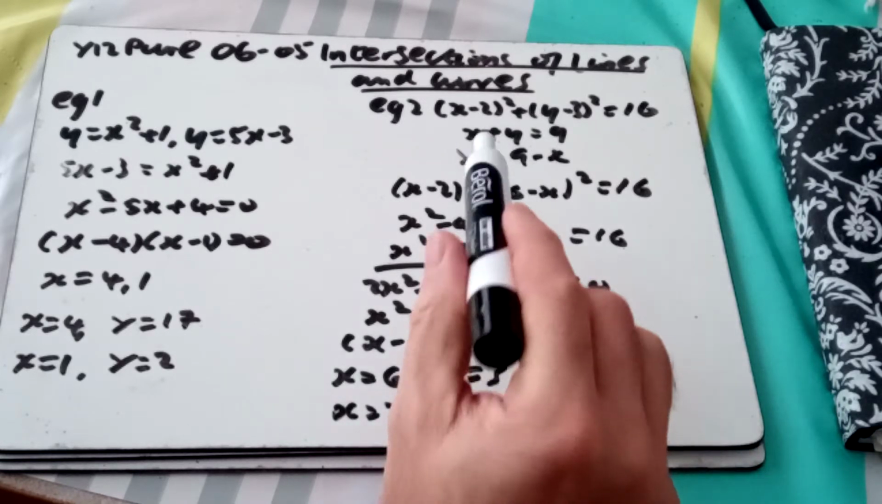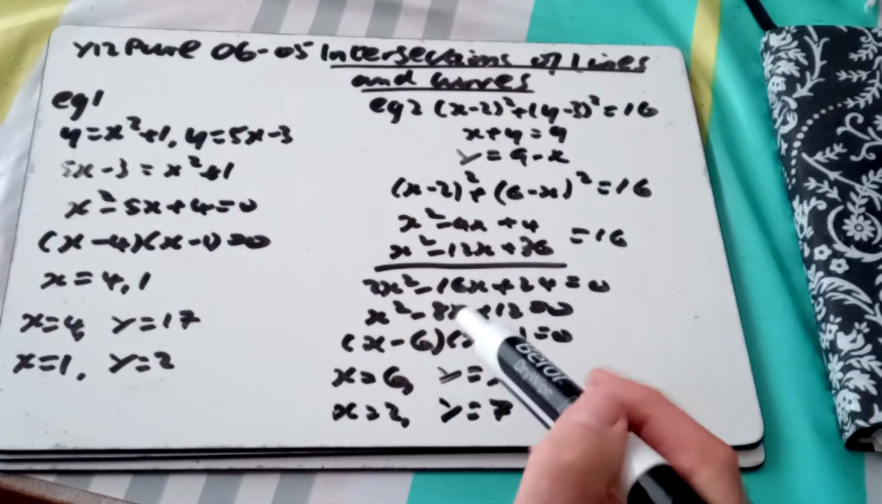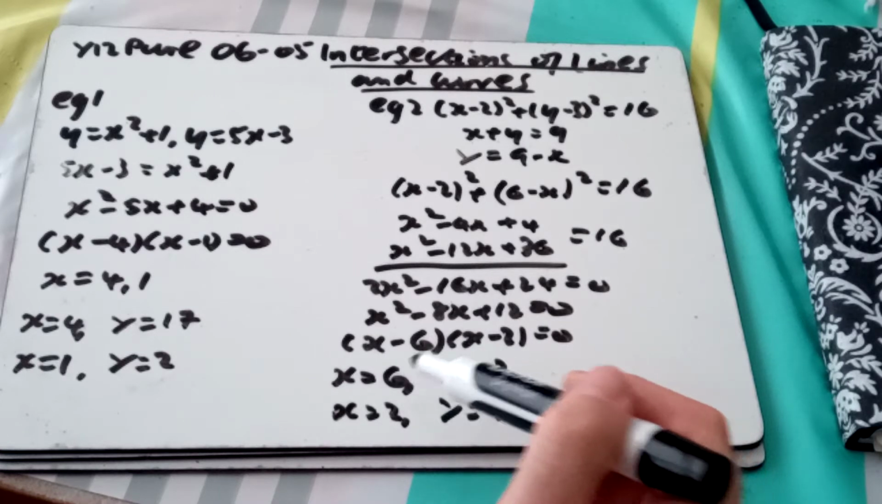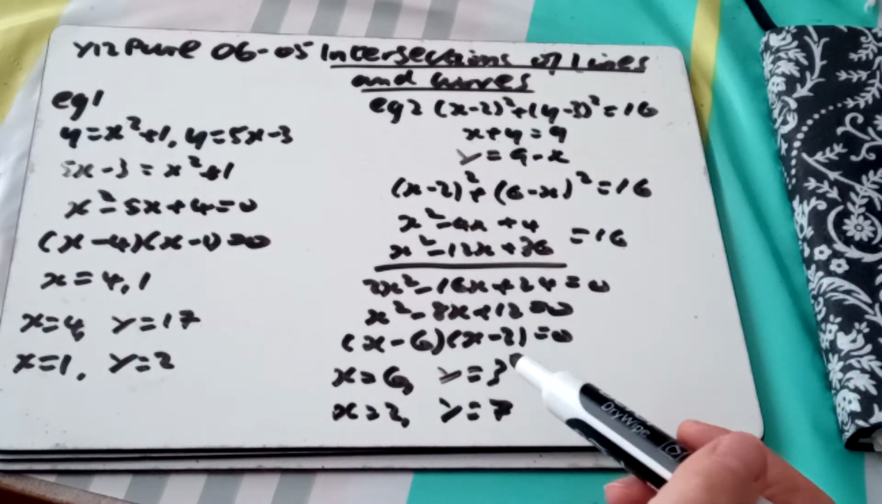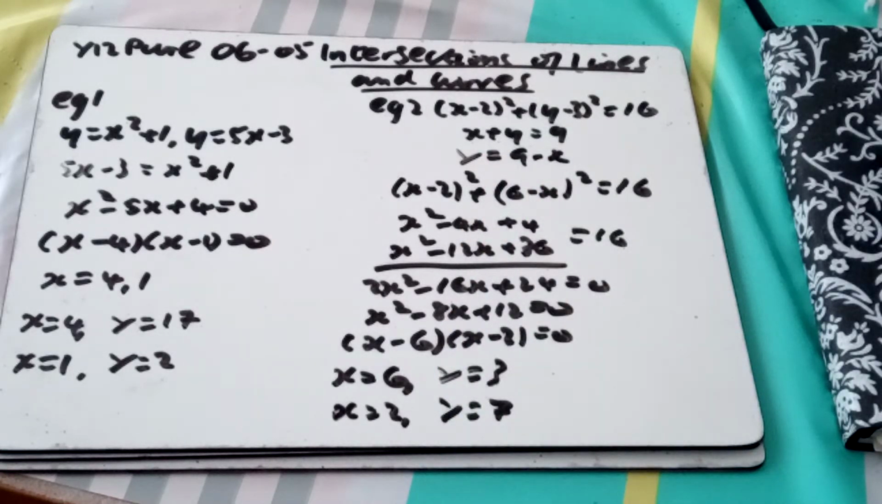So 2, 7 gives me 0 plus 4 squared, which is 16, and this gives me 4 squared plus 0, which is also 16. So I'm happy with that as being the 2 points where the line crosses the circle.